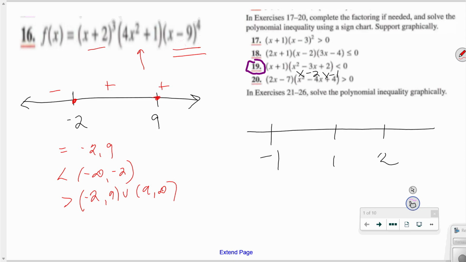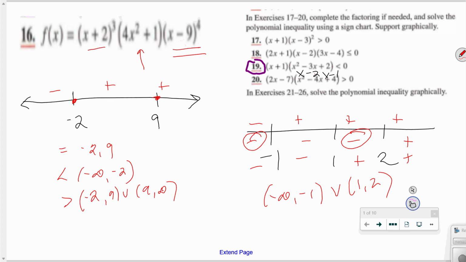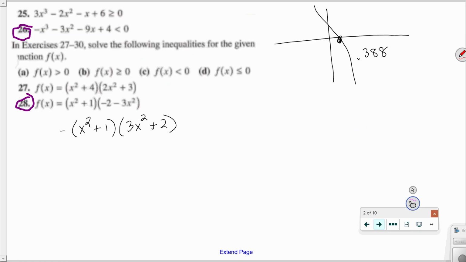You factor the x squared minus 3x plus 2, -1 for the first one, normal sign graph, 2 for the second one, normal sign graph, 1 for the last one, normal sign graph. So it's less than, so we're looking for a negative. So -infinity to -1, union 1 to 2. Any issues on those two? Okay, let's see what the next ones were.